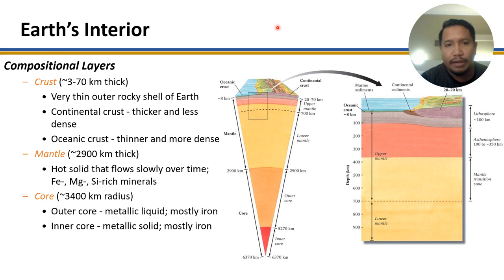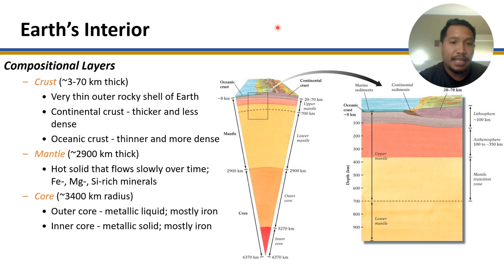And we also have the core. So the core is the innermost layer of the earth and is the densest layer. So the core is made up of mostly iron and nickels, and it is divided into two parts, the outer core and also the inner core. As you know, the outer core is liquid while the inner core is solid.